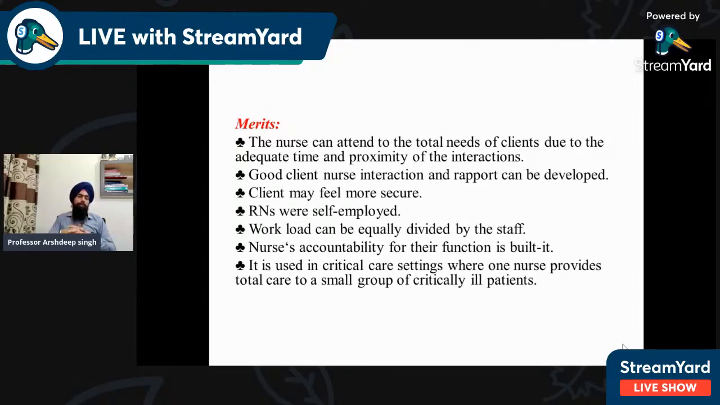Next, the client may feel more secure. RNs are self-employed and the workload can be divided by the staff. So it is an easy method, because you have to deal with just one or two patients. There is less burden on the nurse and an increase in the effectiveness of the work done. Next, the nurse's accountability for their actions is built in. It is used in critical care settings where one nurse provides total care to a small group of critically ill patients, like in the ICU.